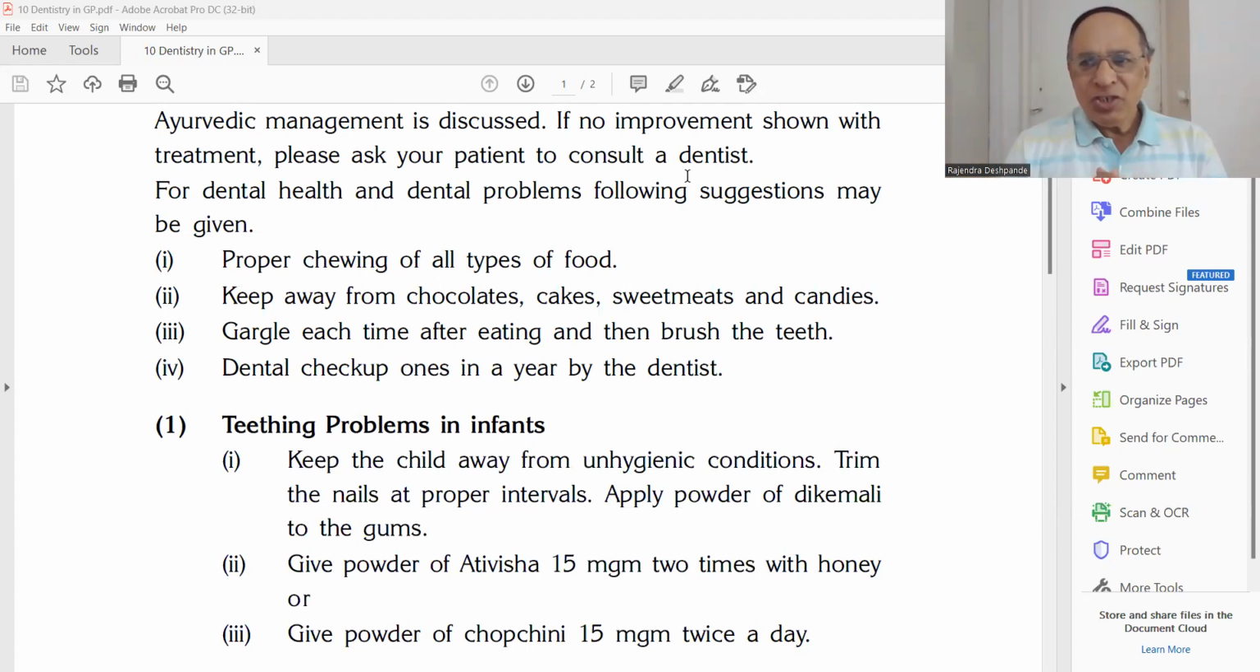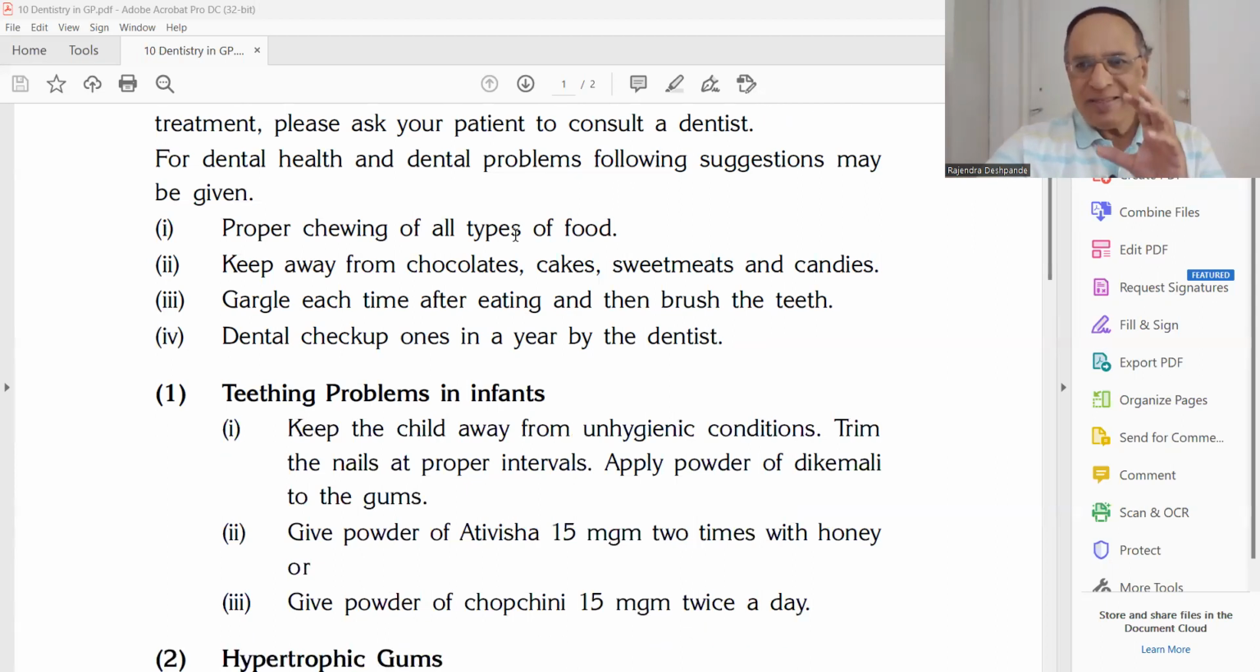Like even Charak has mentioned, "Tatra Dhanvantaryanam Adhikaraha": whenever surgical things are there, one has to refer to the Sushrut. Similarly, if the dental problems cannot be managed in general medical practice, then you have to refer the patient to the dental surgeon. Before that, dental health and dental problems: a few basic instructions for any disease.